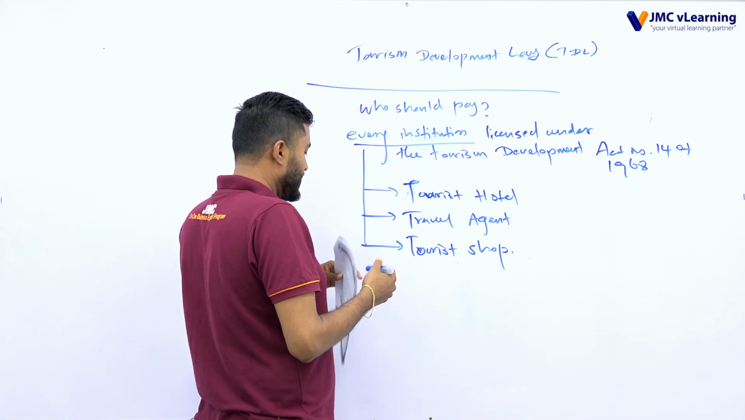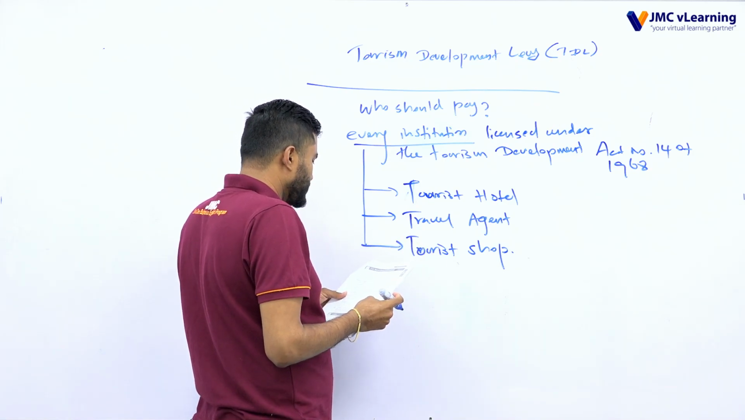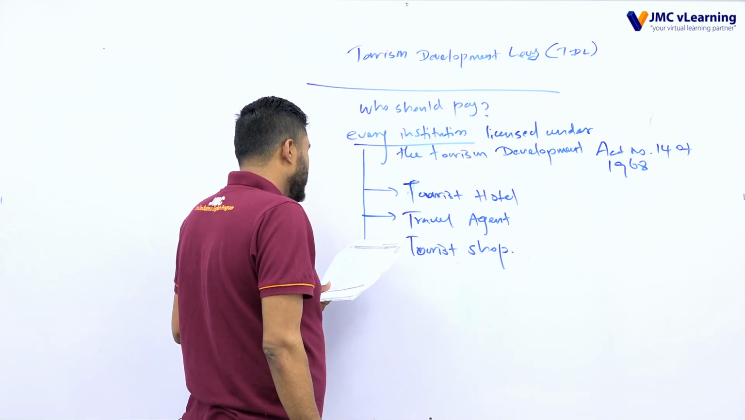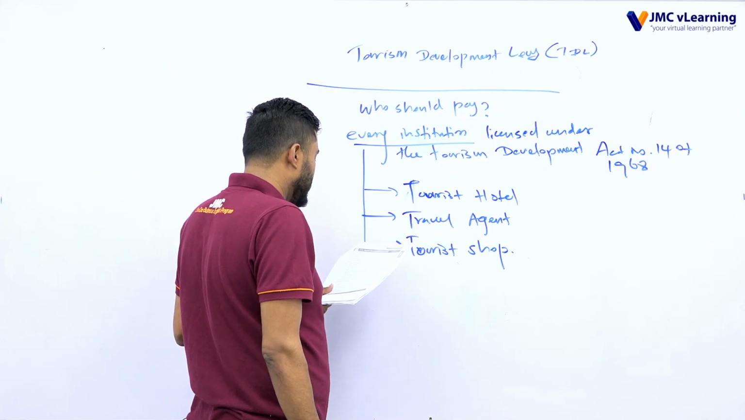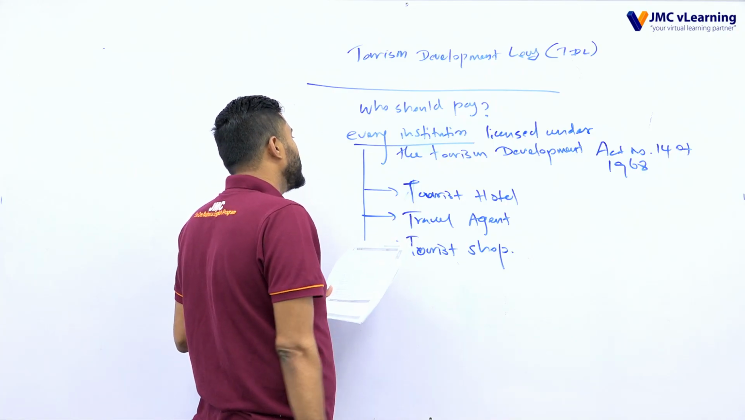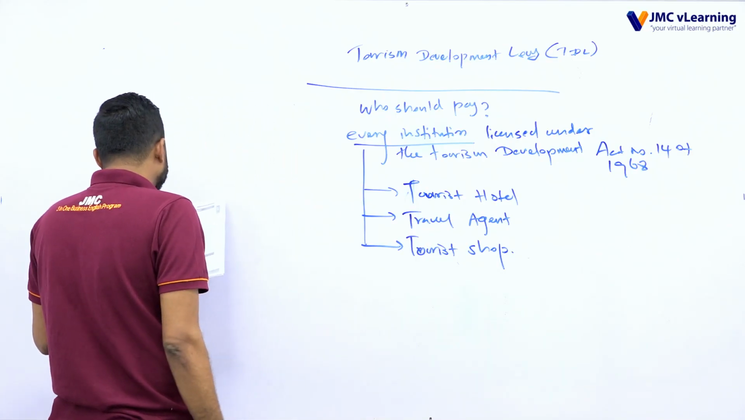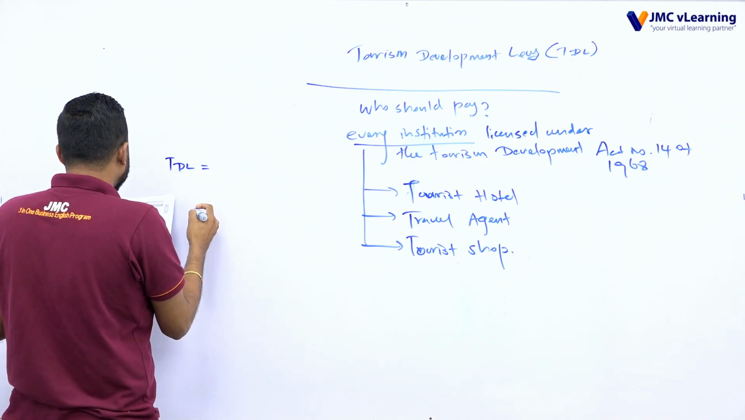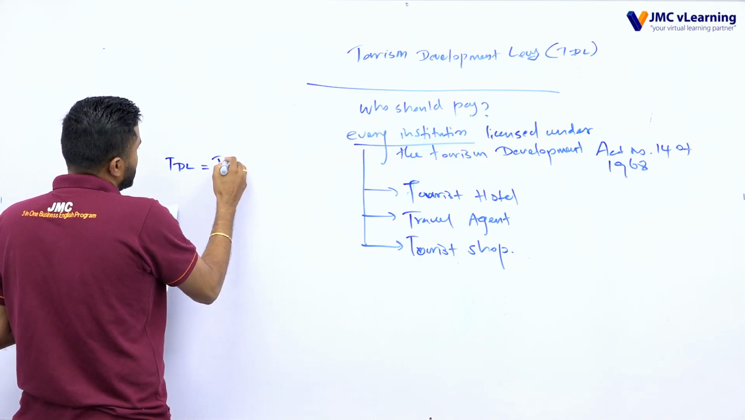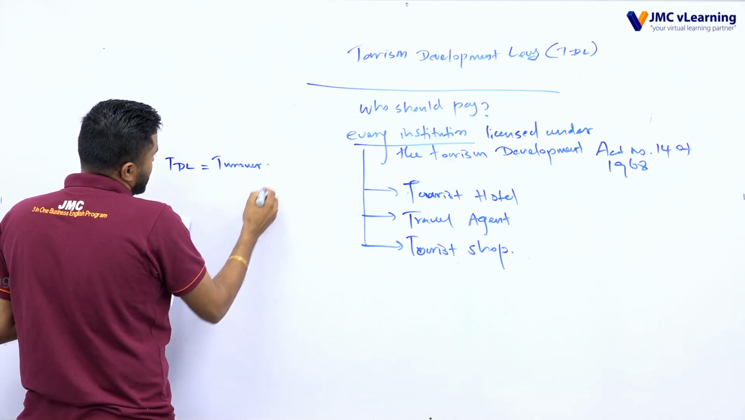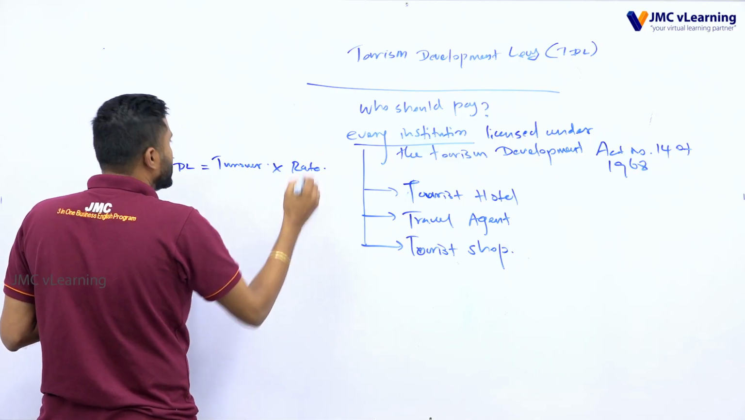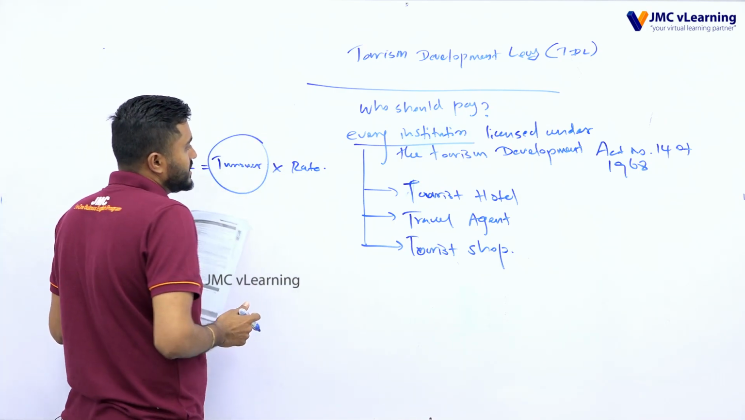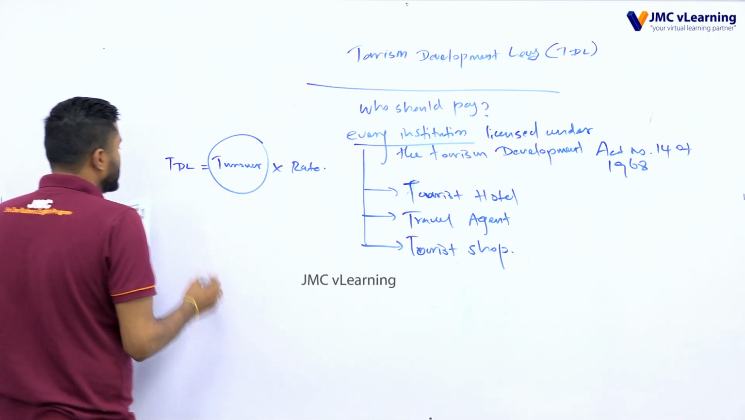Now we'll see what the percentage of that tax is, the liable percentage, and on which value they have to pay, right? So they have to pay tourism development levy on the liable turnover, that means turnover into rate. First of all, you should know how to calculate this turnover under these three institutions.